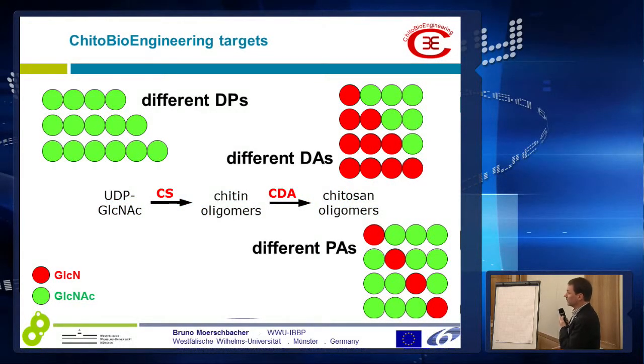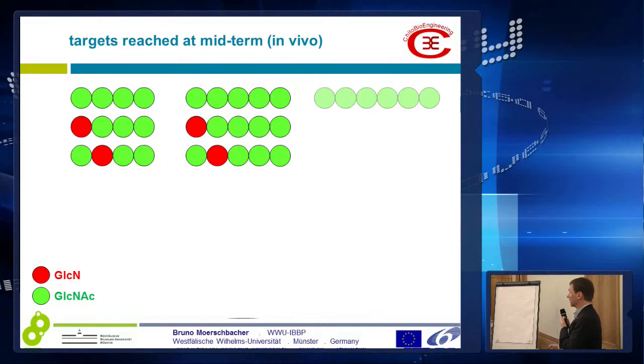The targets we were trying to reach were firstly different degrees of polymerization, so not only pentamers, but also smaller or larger ones. Different degrees of deacetylation, not only monodeacetylated ones, but also multiply deacetylated ones. And finally, different patterns of acetylation. So these would be oligomers with the same degree of polymerization, the same degree of acetylation, but having the deacetylated unit, for instance, in different positions. So these are our targets.